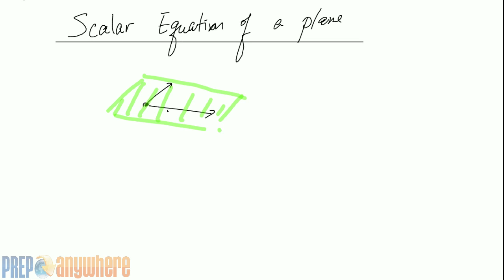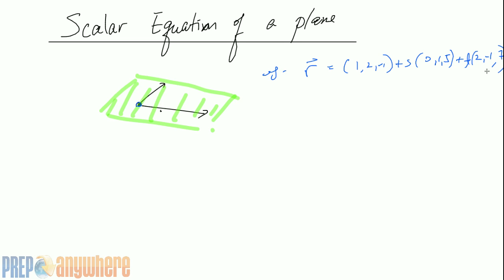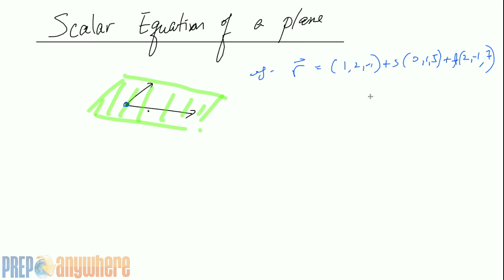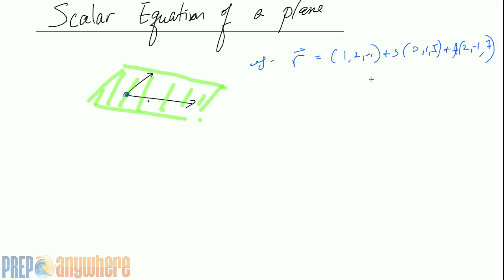Now there's another way to express this plane rather than a point and two vectors. Right now we have this point. Let's say, just as an example, (1, 2, -1) plus s(0, 1, 5) plus t(2, -1, 7). Okay, so that was the equation. It looked very complicated. It's very long and cumbersome. Here's how we represent it instead.